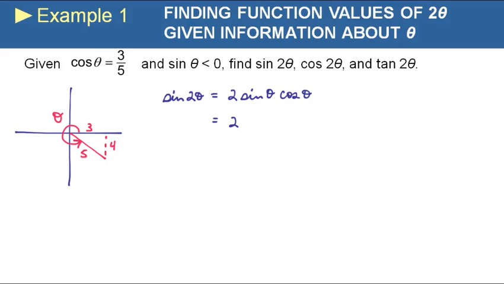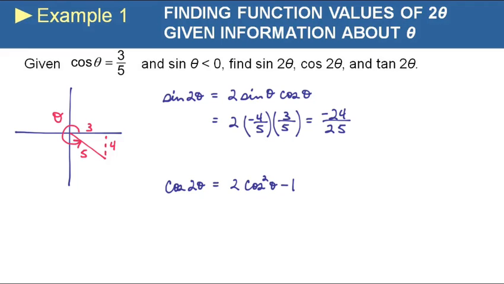So now, when we substitute into our identity, sine of theta is going to be negative 4/5 because we're in the 4th quadrant where sines are negative, and cosine is going to be 3/5, and we'll just multiply these together. 2 times negative 4 is negative 8, negative 8 times 3 is negative 24, and in the denominator 5 times 5 is 25.